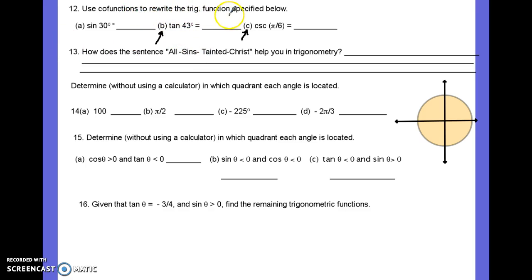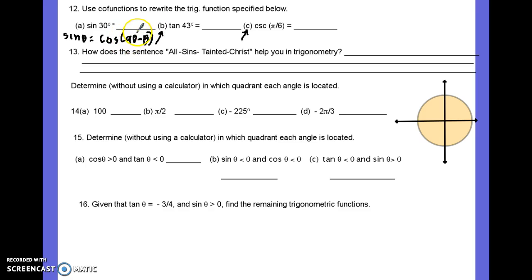Use cofunctions to write the trig function specified below. With the cofunction, the sine of any angle is going to be the same as, let's say, sine of theta is the same as, sorry, cosine. Let me take that out. It should be cosine of 90 minus theta. Theta is any angle.